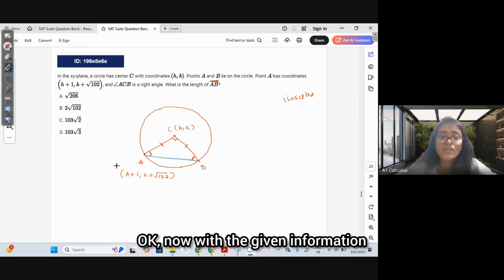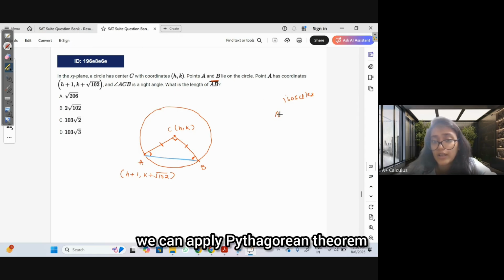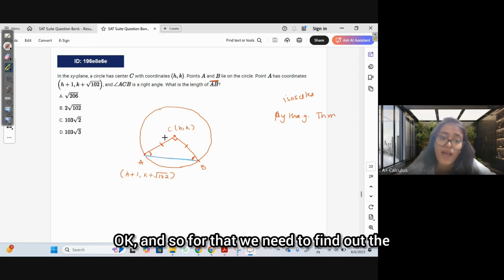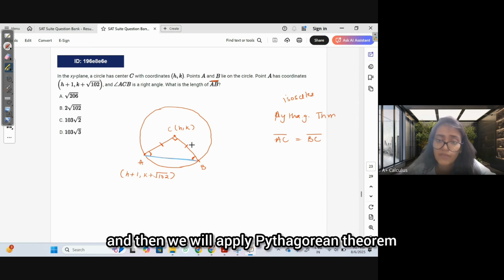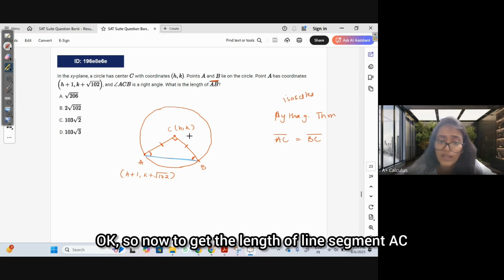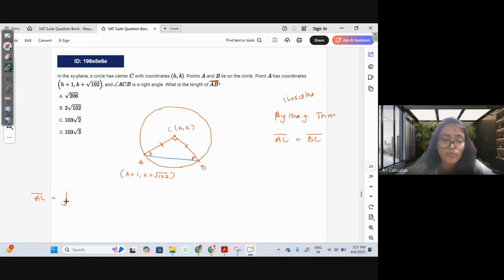Now with the given information, the only thing that we can do is apply the Pythagorean theorem. For that, we need to find the length of AC and BC. Both of them will be the same because they are congruent. So first we will find the length of AC, and BC will be the same, and then we'll apply the Pythagorean theorem to get the length of AB. Now to get the length of line segment AC, we'll need to use the distance formula.